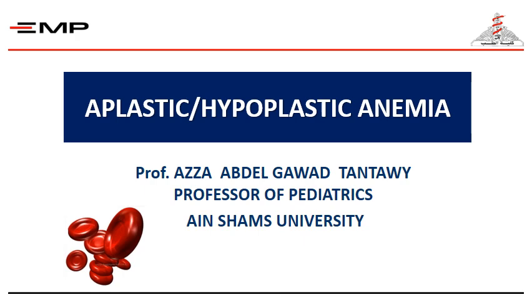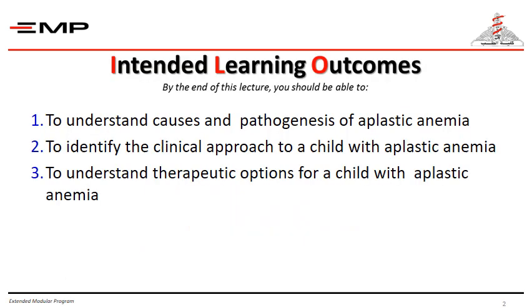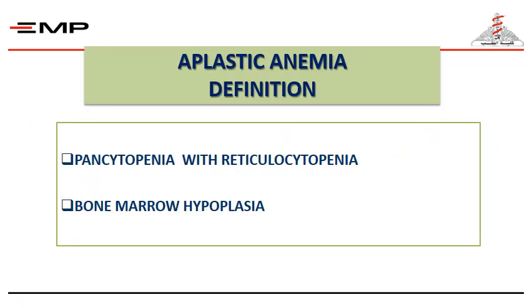In the next few minutes, we are going to discuss a serious type of anemia, which is aplastic or hypoplastic anemia: its causes, pathogenesis, clinical approach, and therapeutic options for the child with aplastic anemia. It's defined as pancytopenia with reticulocytopenia and bone marrow hypoplasia.